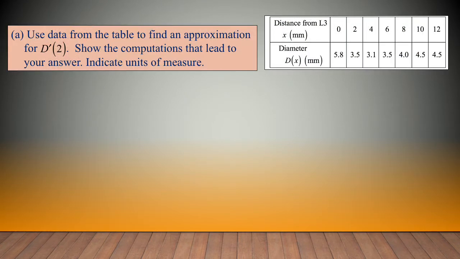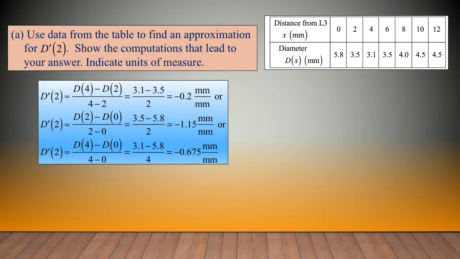Part A reads, use data from the table to find an approximation for d'(2). Show the computations that lead to your answer and indicate units of measure. There are 3 possible answers. d'(2) is approximately (d(4) - d(2))/(4 - 2), giving (3.1 - 3.5)/2, or -0.2 millimeters per millimeter.